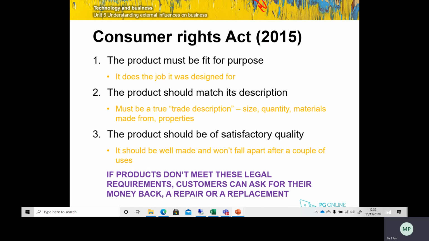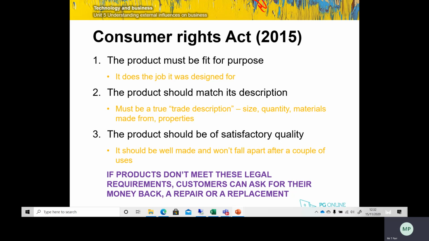So the product must have a true trade description: the size, quantity, materials made from, properties, that sort of thing. So for example, you might buy a packet of crisps and that's measured in grams, so it's weight, so let's say 20 grams, and you might find that there's only 10 grams in there. We talked about quantity, materials it's made from.